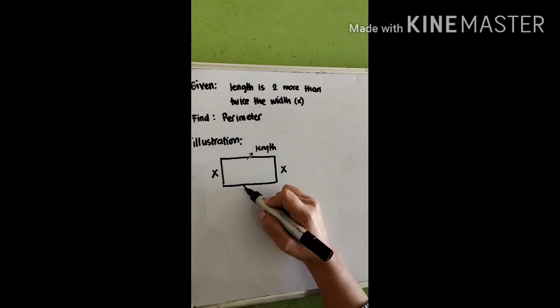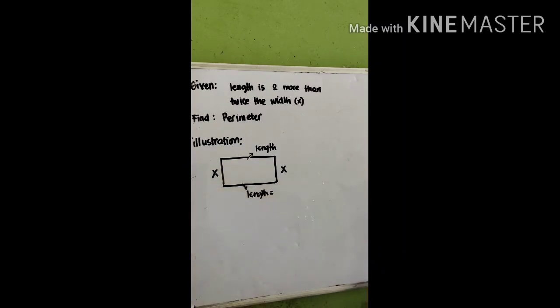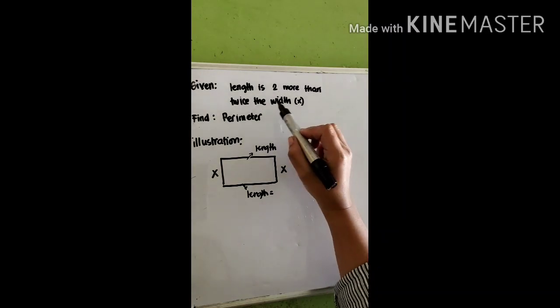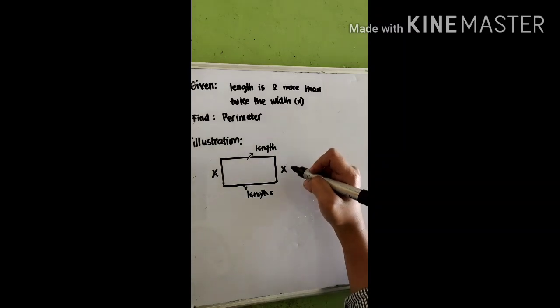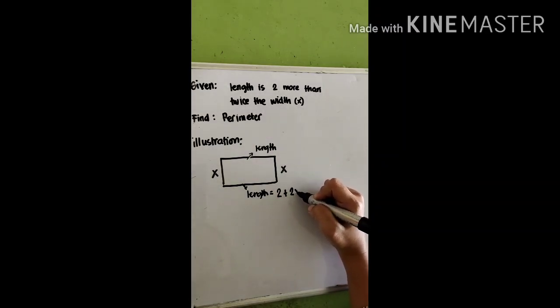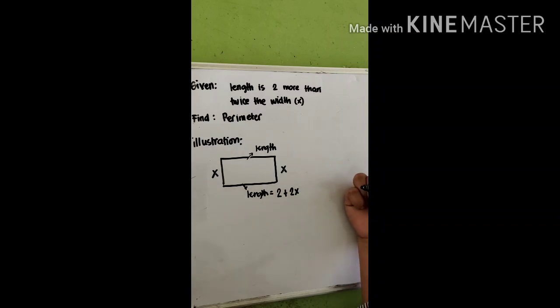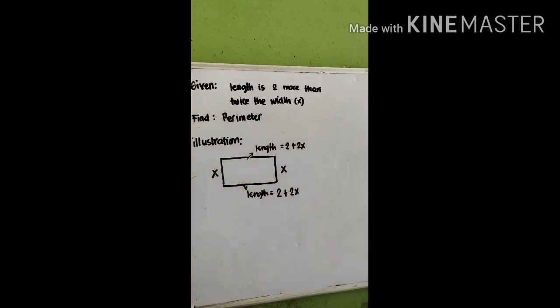And this is also the length. So what is now the measurement of our length? It says that it is 2 more than twice the width. So if we have x for the width, we have 2 more than twice of the width. So that is now the measurement for our length. So this is also 2 more than the twice of the width x.